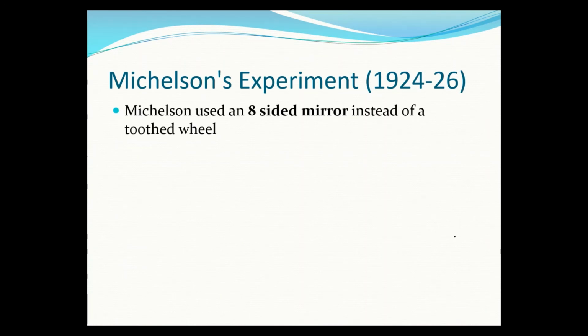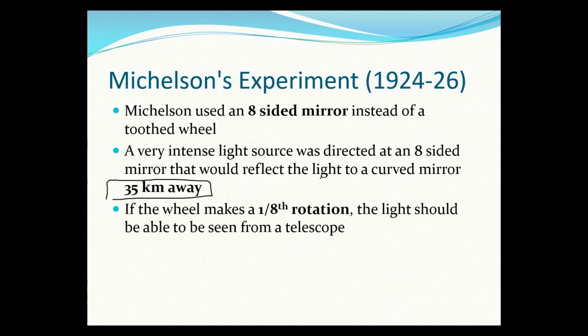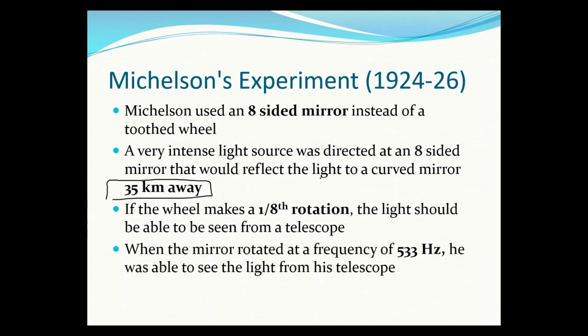It's very similar, but instead of using a toothed wheel, Michelson used an 8-sided mirror. He used a very intense light source directed at the 8-sided mirror. There are also questions with 12-sided, but they all work the same way. It would reflect the light to a curved mirror 35 kilometers away. It's actually crazy how far he was able to get that light to travel. So if the wheel makes 1/8 of a rotation, the light should be able to be seen from the telescope. When the mirror rotated at 533 hertz, he was able to see light from his telescope.